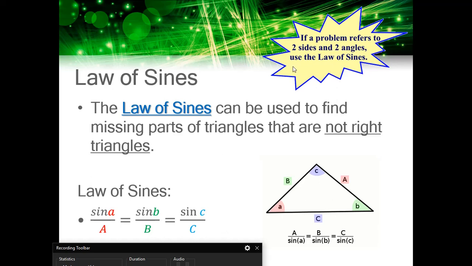One of the key issues here is when would you use the law of sines? First of all, it wouldn't be a right triangle. It would just be some random triangle. But if they're providing two sides and two angles, and I know one piece of the proportion will be missing, that would be a good indicator as to when to use the law of sines.